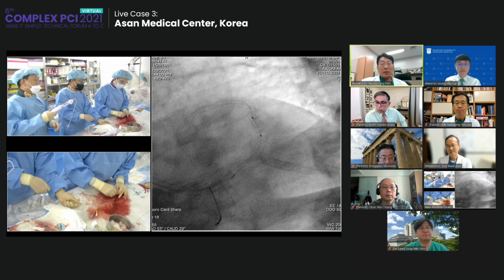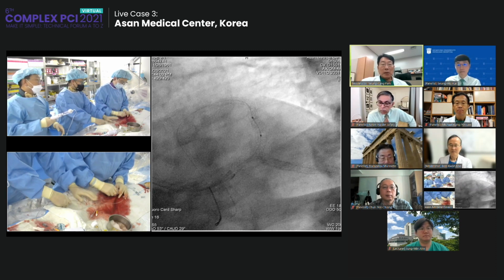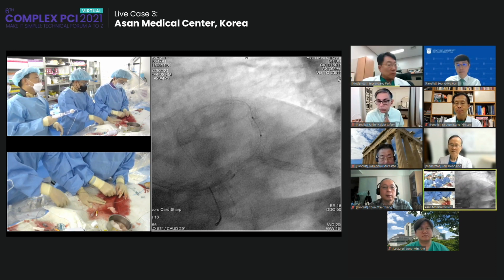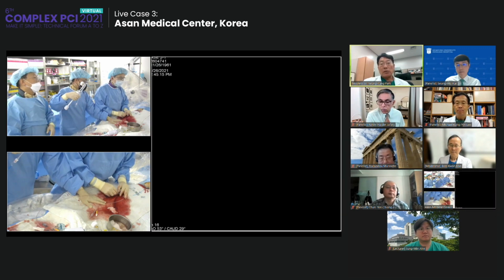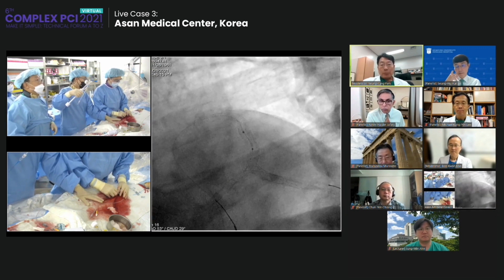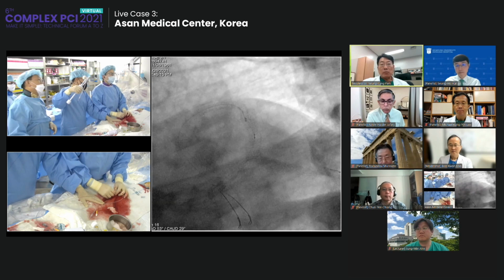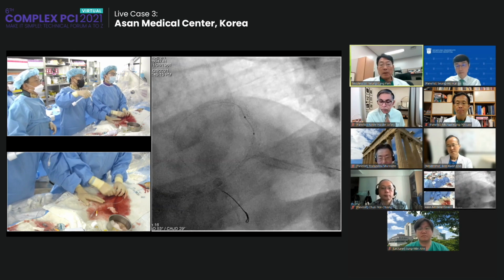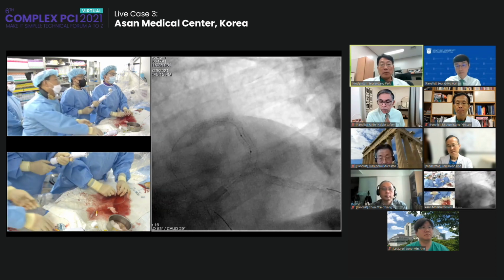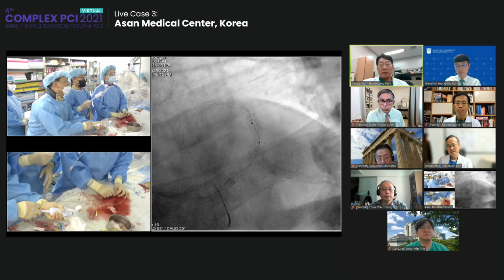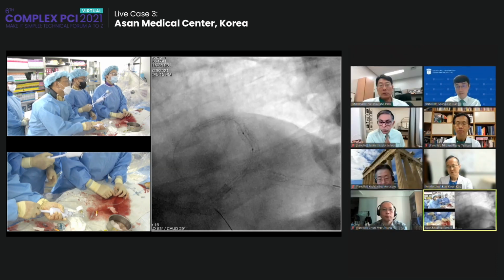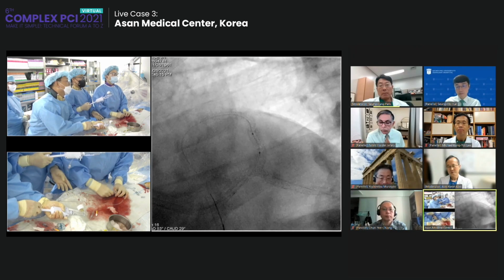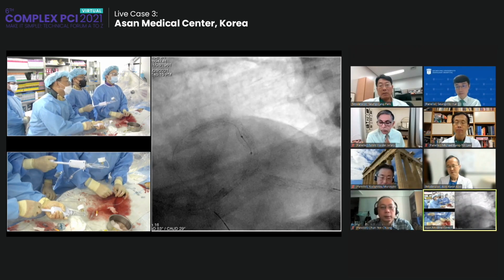It's exactly not DK crush, right? Yeah, however, after the circumflex stent implantation, you did non-compliant high pressure inflation of the circumflex struts, right? Yes, right. That is the point, I think. Is it to more easily pass the wires after the stent crossover, right? Yeah. Okay. This is a used balloon.